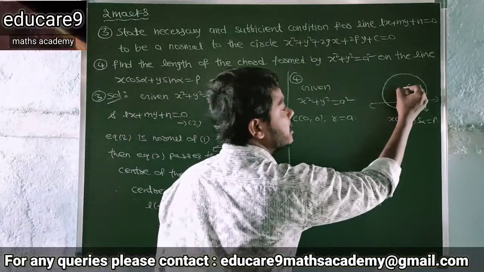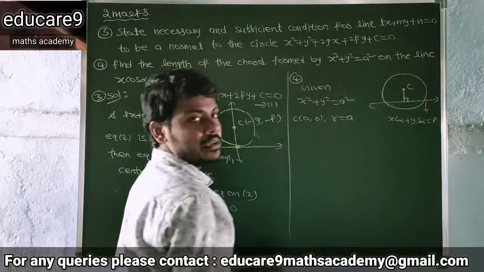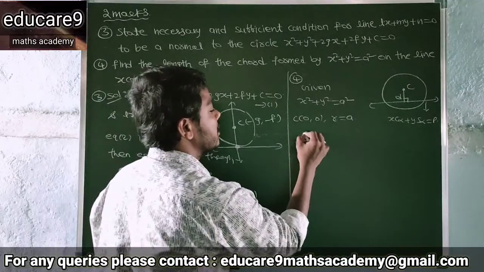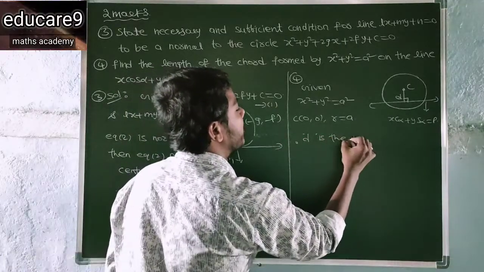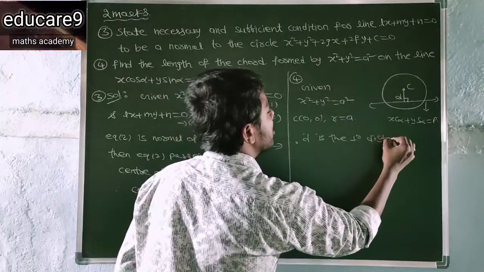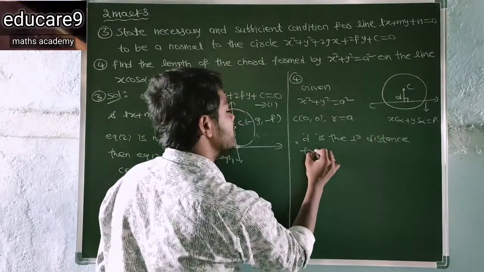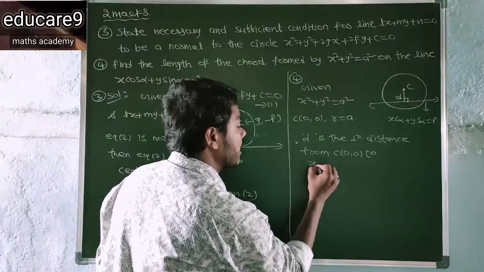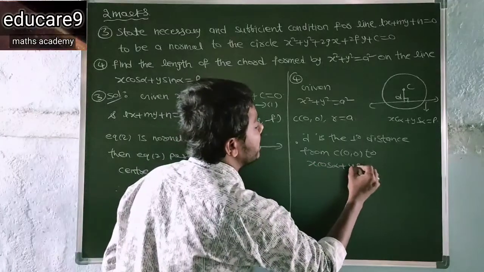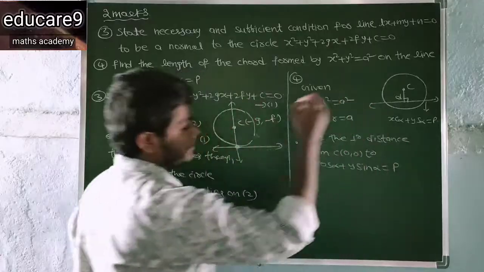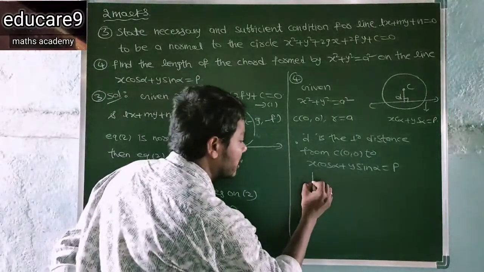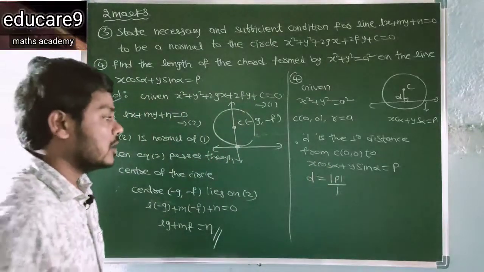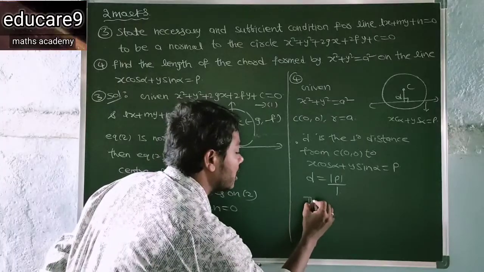Now the perpendicular distance from C to the line is d. Therefore, d is the perpendicular distance from the center of the circle, that is (0, 0), to the line x cos alpha plus y sin alpha equals p. So d equals modulus of p by 1, since cos square plus sin square is 1. Now find the length of the chord.